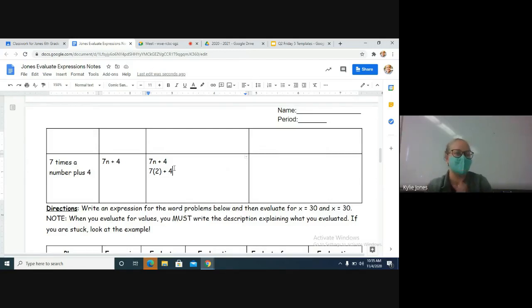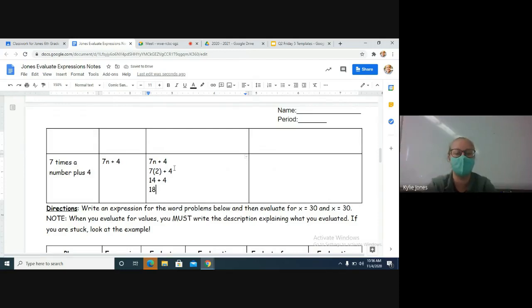Is there a way you can do PEMDAS with algebra? Yes, right now we need to do PEMDAS because we have a multiplication and addition. So what should we do first? We should do the multiplication. What is 7 times 2? 14. Plus 4. And once we finish that out, we get 18.